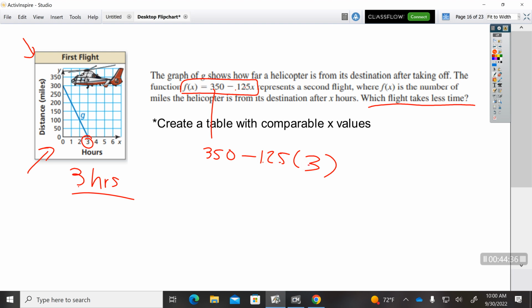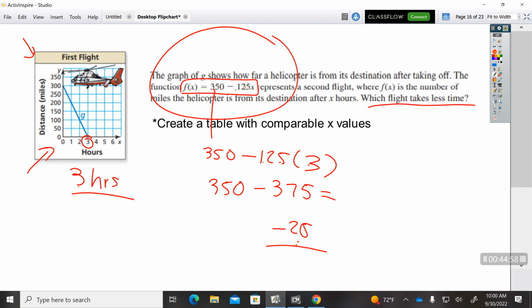125 times 3, negative, gives you what? 375. And 350 minus 375 equals negative 25. Are you with me? So in 3 hours, it was 0 here. In 3 hours, it was negative. Negative is smaller than 0. So this was faster.